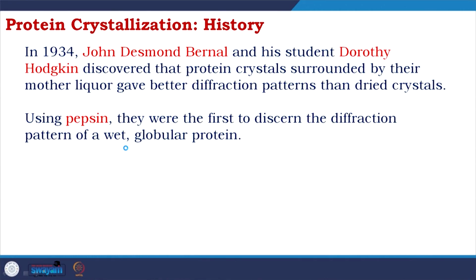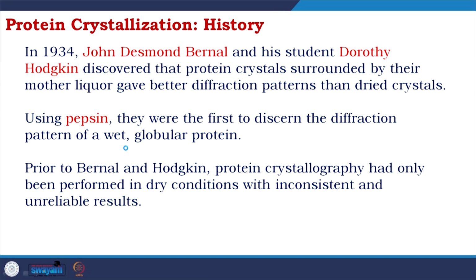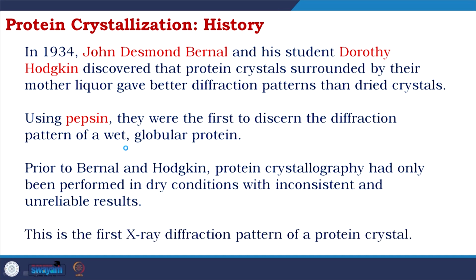Using pepsin, they were the first to discern the diffraction pattern of a wet globular protein. This is the first attempt where they used X-rays to get a diffraction pattern. They could not solve it yet. Prior to Bernal and Hodgkin, protein crystallography had only been performed in dry condition, with inconsistent and unreliable results. This is the first X-ray diffraction pattern of a protein crystal. It is not the solution yet, but it was the start of the era, the start of protein crystallography.